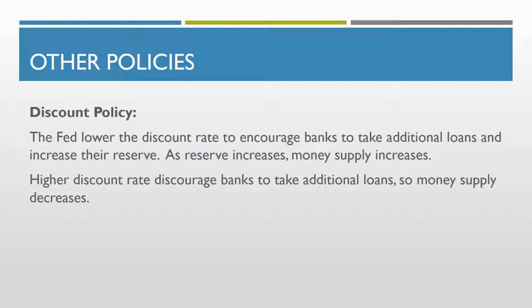That means when the Federal Reserve is setting a higher discount rate, banks will feel like they have to pay a very high cost to get those extra loans from the Federal Reserve. So they would like to keep more money in reserve, and the money supply will reduce because they are not loaning out the money. On the other hand, when the Fed is trying to lower the discount rate, it encourages banks to take additional loans so that the reserve in the bank system will increase, so the money supply will increase.